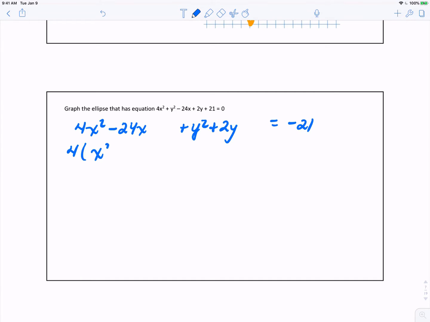All right, we're going to factor out the lead coefficient. So for x, we're going to factor out the 4. So that's going to give us x squared plus 6x. Notice that there is no lead coefficient in y, so we don't have to worry about that one. And that's our second step.